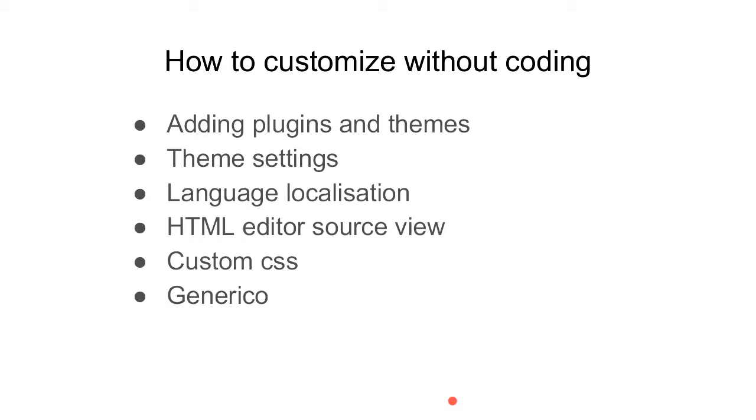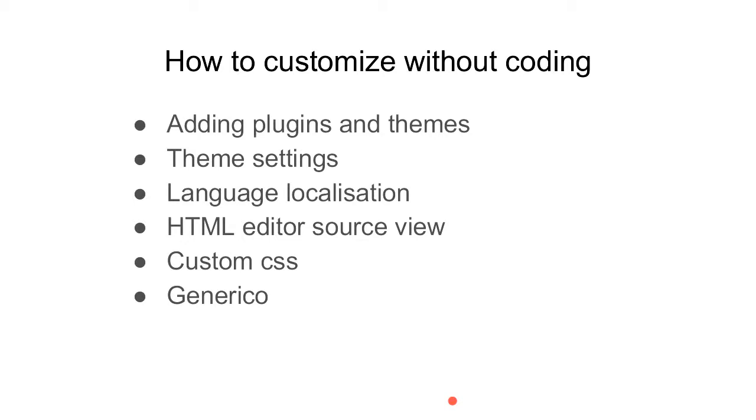Then there are the theme settings. There are lots of theme settings in the individual themes and a global theme settings area. There's language localization. Moodle has the ability to customize the language strings from the user interface. There is the HTML editor source view, which allows you to get in there and just add some HTML or add classes, CSS definitions to your HTML. And then there is a plugin called Generica, which is mine, and I'll briefly introduce that if we have time at the end.